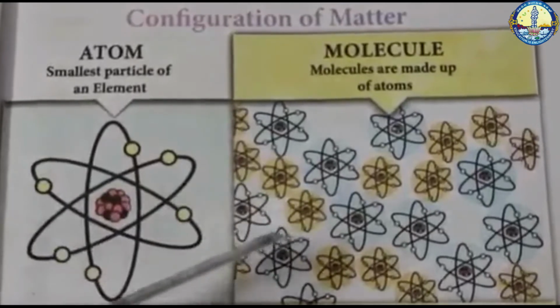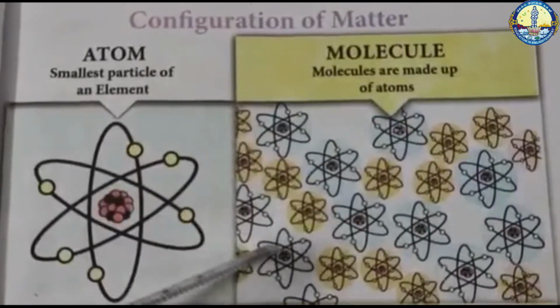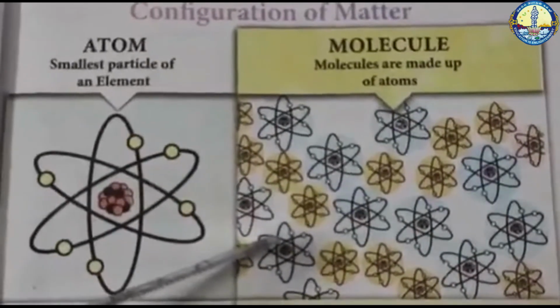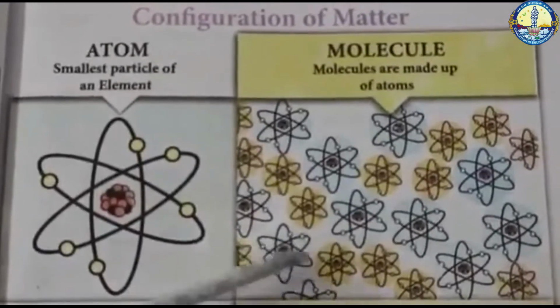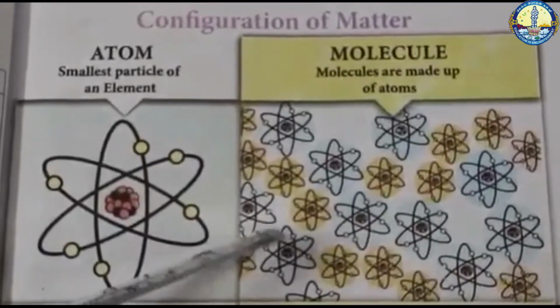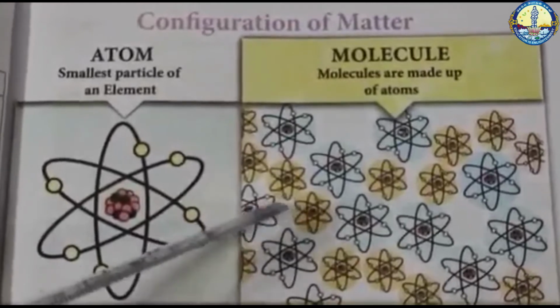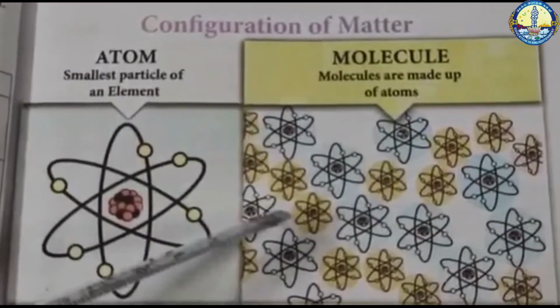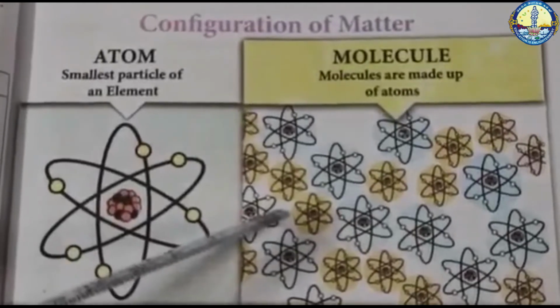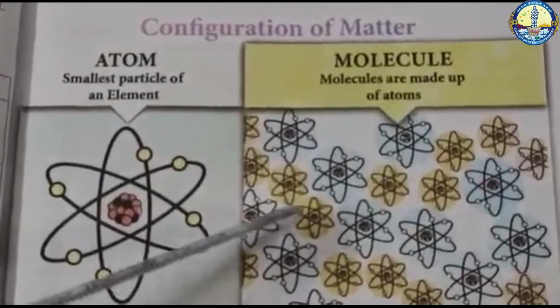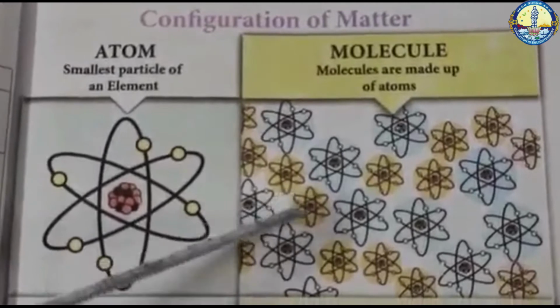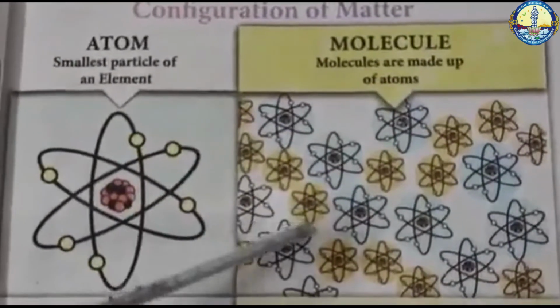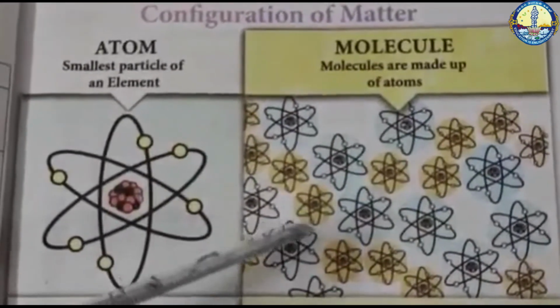Molecule. The smallest unit of a pure substance which always exists independently and can retain physical and chemical properties of that substance is called a molecule. Example, in water, hydrogen molecule consists of 2 atoms of hydrogen, oxygen molecule consists of 1 atom of oxygen and forms H2O, which is the formula of water.